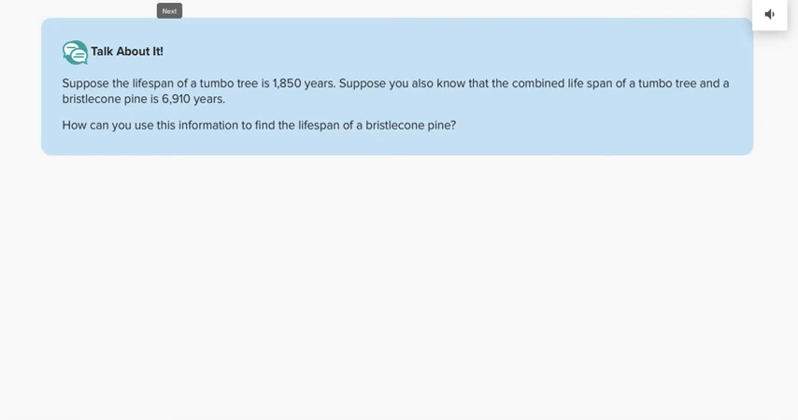Suppose the lifespan of a tumbo tree is 1,850 years. Suppose you also know that the combined lifespan of a tumbo tree and a bristlecone pine is 6,910 years. How can you use this information to find the lifespan of a bristlecone pine? Are you ready? Let us explore the given topic.